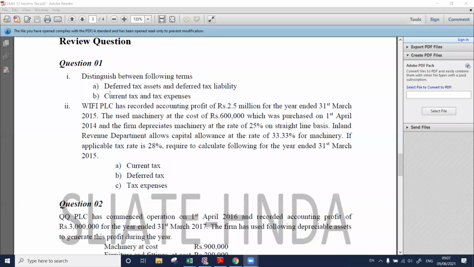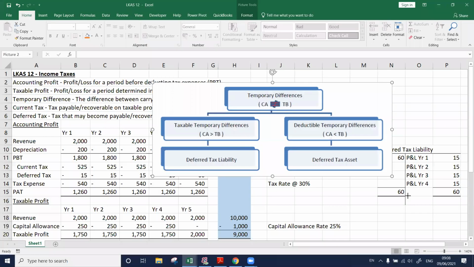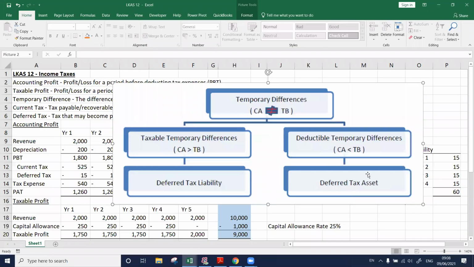We need to differentiate between the terms deferred tax asset and deferred tax liability. So what do we mean by deferred tax asset? Deferred tax asset කියලා කියන්නේ මොකක්ද? Deferred tax asset is generated because of what? Because of deductible temporary differences. So how can we define that? Deferred tax asset define කරන්න පුළුවන් නම් කොහොමද?